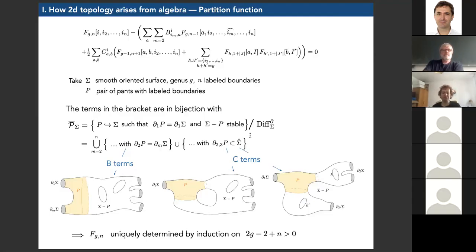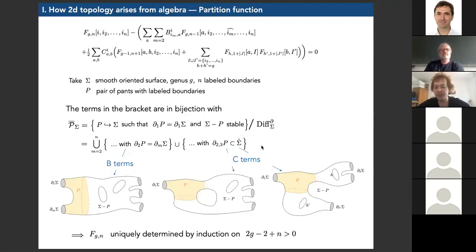So this is, you could say, just a bijection between a set of terms and some topological picture. It looks a bit artificial. But at least what we learn without computing too much from this is that this relation here, F_{g,n} equals this sum of B and C terms, is a recursion on 2g minus 2 plus n that uniquely determines F_{g,n}.